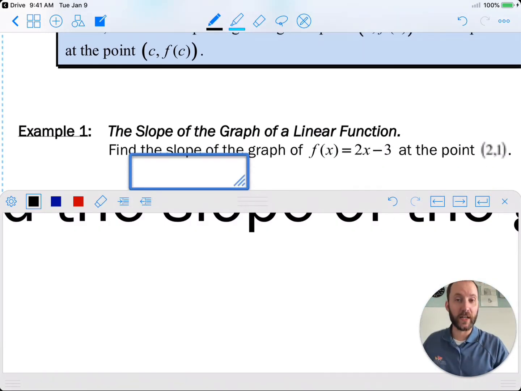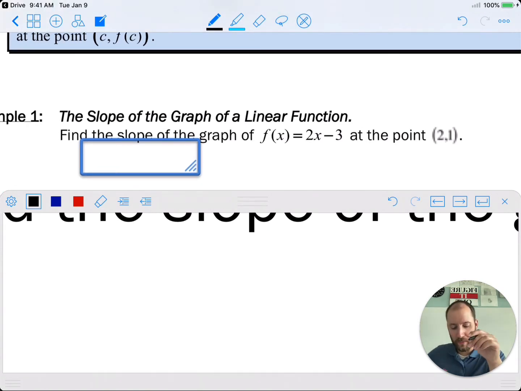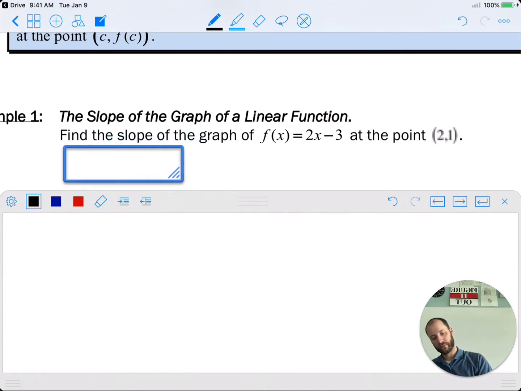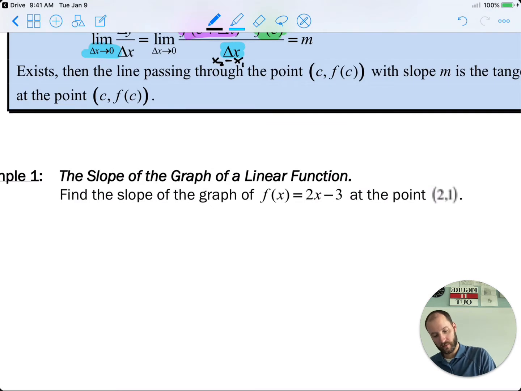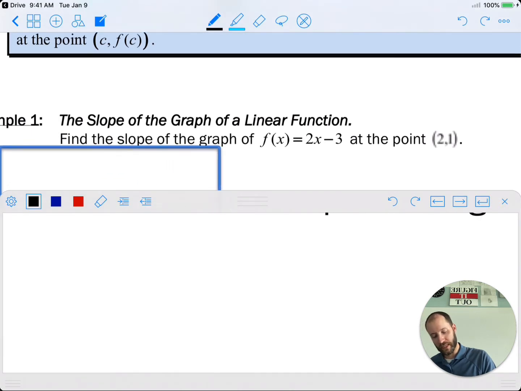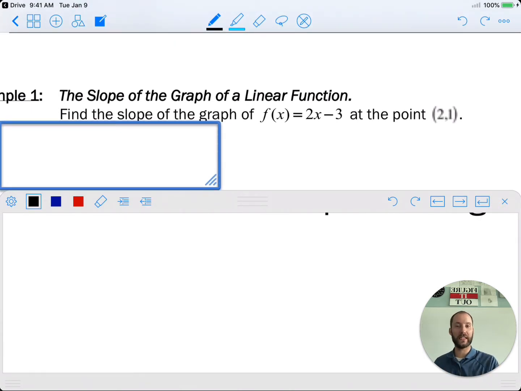So let's take a look at this. Find the slope of the graph of 2x minus 3 at the point (2, 1). Now this is a linear function right here. You should know what the slope of that line is. The slope should be 2. But let's check using the limit definition to see if we do get 2 using the limit process.